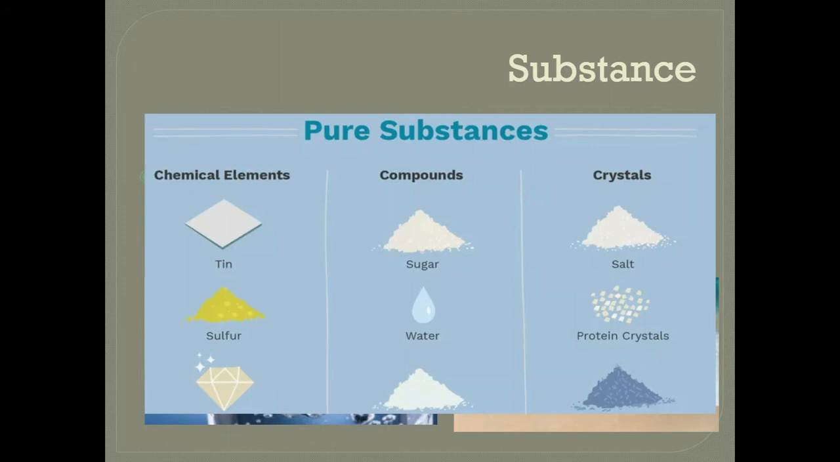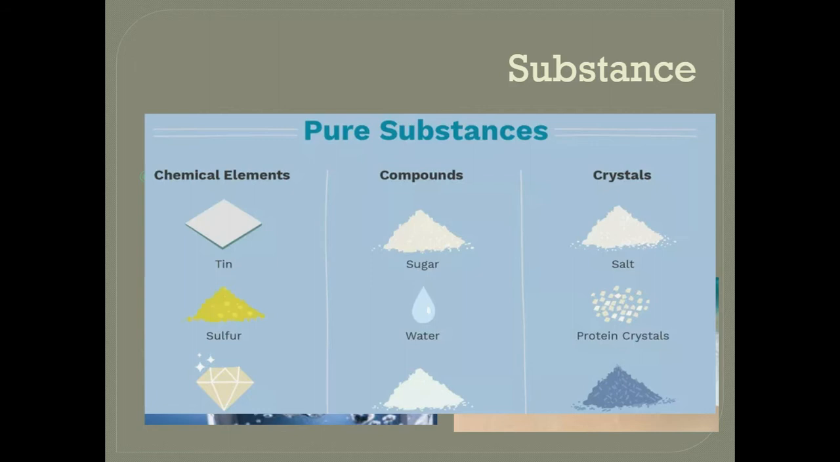sulfur, even diamonds, which are completely made up of carbon. They're an allotrope of carbon. So technically a diamond is a compound. And then we've got compounds: sugar, which would be sucrose, water, which is H2O, salt. Those are all chemical compounds, but they're uniformly the same throughout.